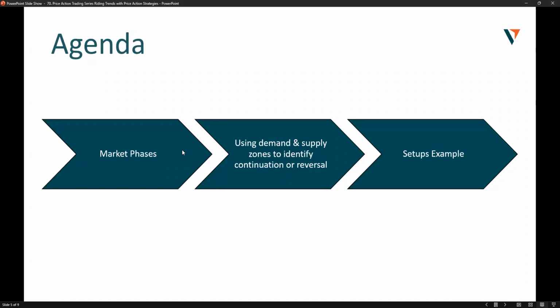So this is the agenda that we will be covering for today. First, we will start off by taking a look at market phases. For this, we will cover the basics: looking at uptrends, downtrends, as well as ranging markets. Following that, we will take a look at how we can identify supply and demand zones to identify continuation or reversal patterns. For this, we will hop onto our TradingView charts and take a look at this example.